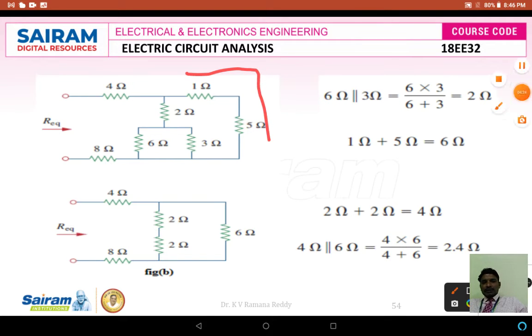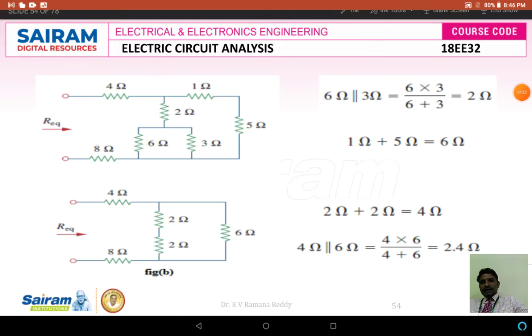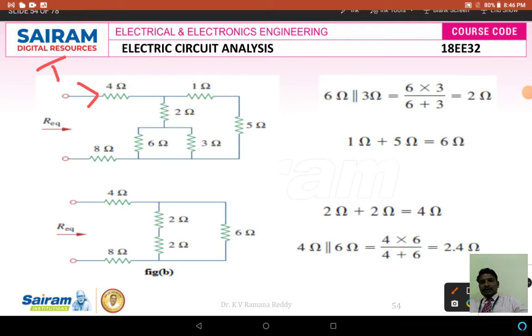How? Just now we analyzed that there is a current I, and the current I is divided into two currents, named I1 and I2. I1 is the current which is commonly flowing through the 1 ohm and 5 ohm resistors here. Therefore these two are connected in series.